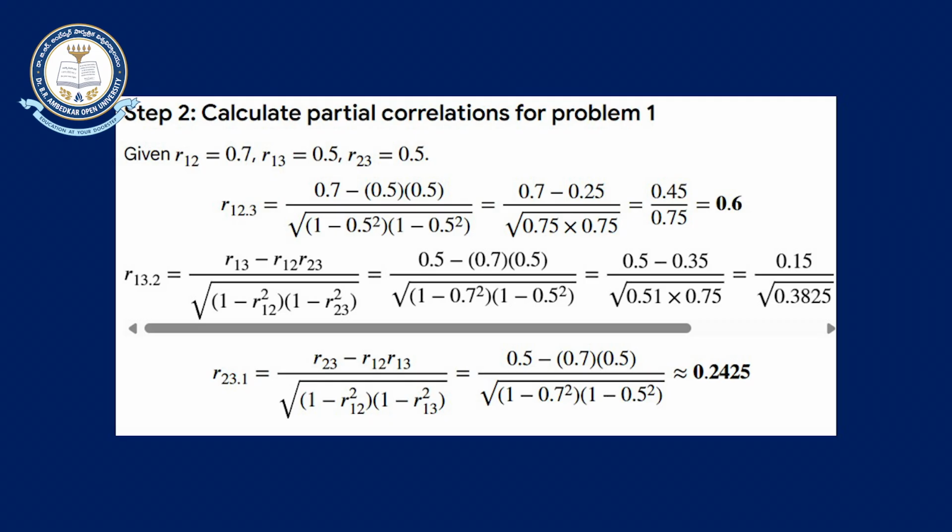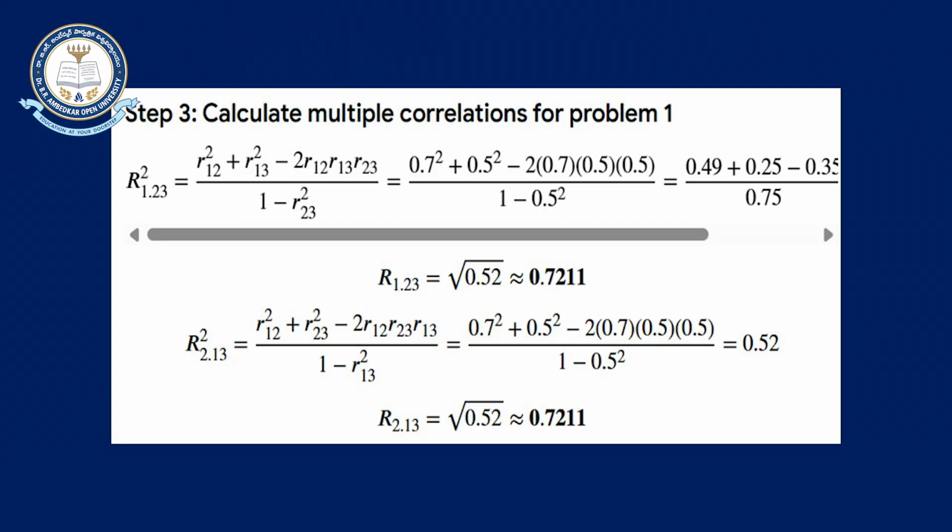Now, I go for the simplification of R23.1. Here also I obtain 0.2425. It also lies between 0 and 1. Now, the partial correlation coefficients are clearly satisfied. Next, I will find the multiple correlation coefficients. R1.23 whole square equals R12 whole square plus R13 whole square minus 2 R12 R13 R23, divided by 1 minus R23 whole square. So, it is 0.7 whole square plus 0.5 whole square minus 2 times 0.7 into 0.5 into 0.5, divided by 1 minus 0.5 whole square. This simplifies to 0.7211. So, it is also satisfied, and the multiple correlation coefficient exists.